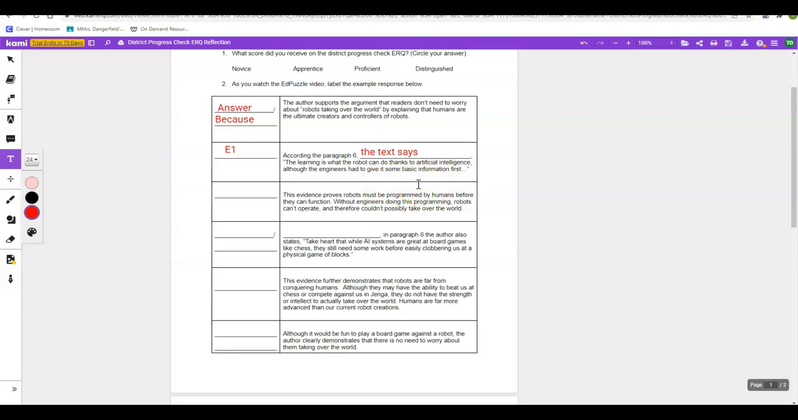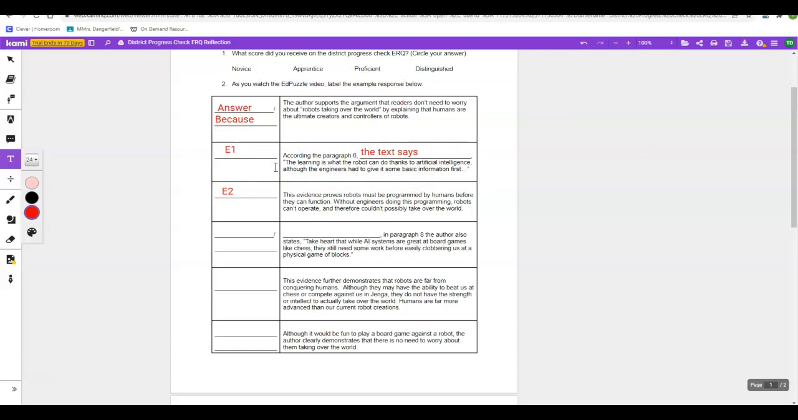Again, the biggest things I was looking for when I was grading yours was a good sentence starter like "the text says," and then also making sure you cited your evidence correctly. After your E1, you are jumping straight into your E2. I had a pretty good amount of people who I wrote on your test that I just wanted some more information in your E2. I want you guys to remember that when you're writing your E2, you're not just repeating what the evidence says, you are explaining the evidence.